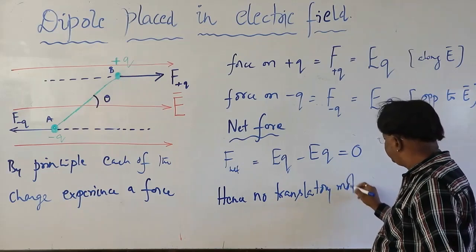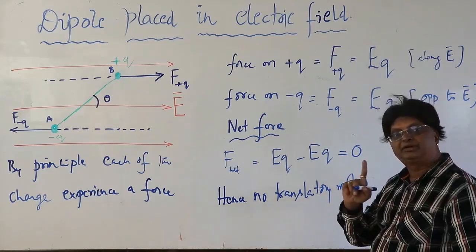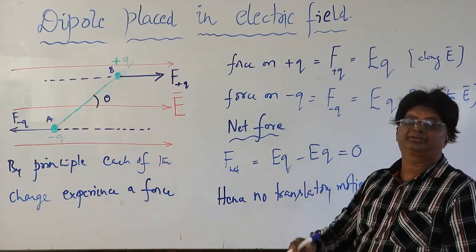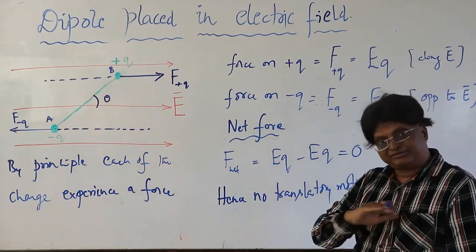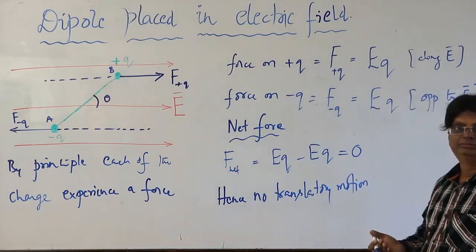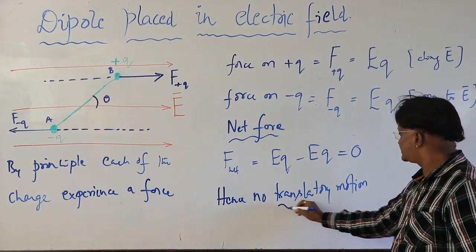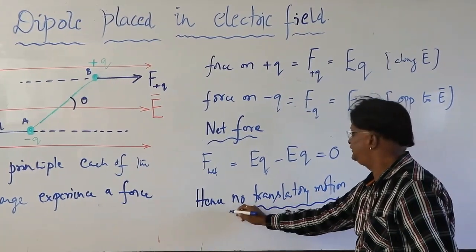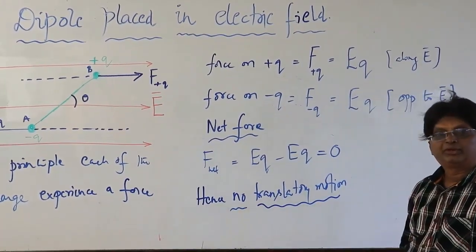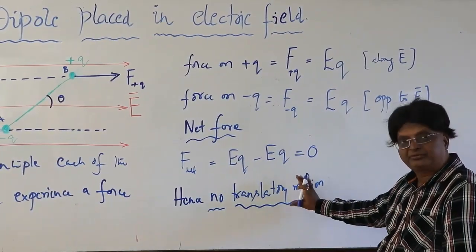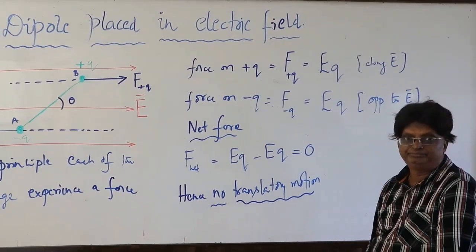Earlier we have seen, when it was a case of a charged particle, due to force there was acceleration, right? It was a straight line or a parabola. Motion was affected. But here what happened? There is no translatory motion. Please underline this point: for the dipole in uniform electric field, no translatory motion.